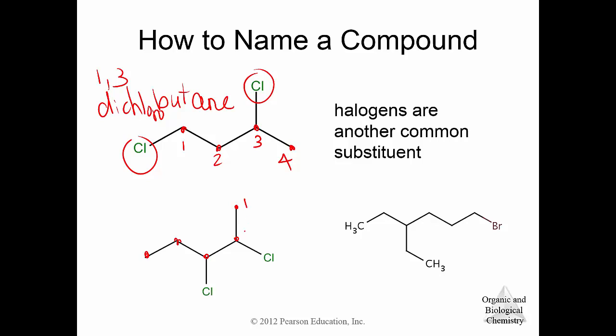This one here, I've got 1, 2, 3, 4, 5. I'm going to start numbering from this side because that's closest to my chlorine groups. So this is an alkane. It's pentane because there's 5 carbons, and it's 2,3-dichloropentane.